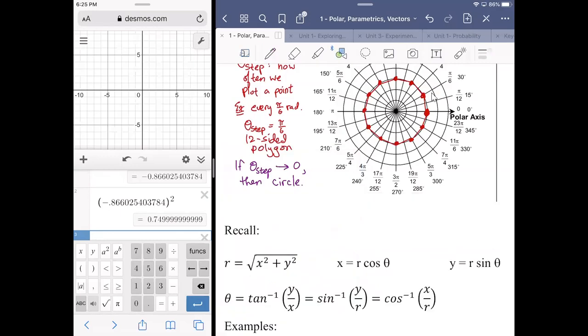All right, so I'm just going to draw a nice circle, nice shaky circle. Yeah, best I can do.